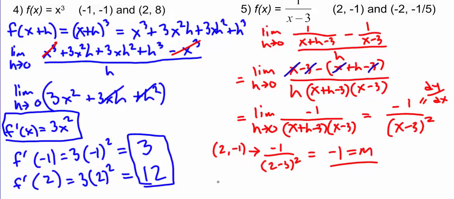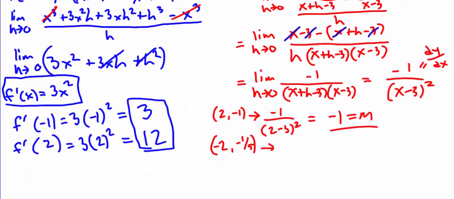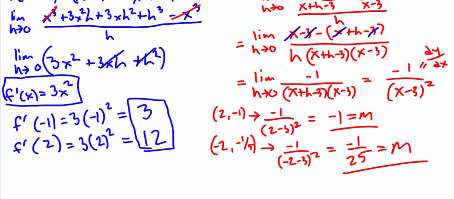We also need to check at -2 and -1/5. You probably have noted that the y values aren't really that important to us on this kind of problem. We're much more interested in x. So we'll have negative 1 over, let's see, negative 2 minus 3 quantity squared. That's negative 1 over, well, negative 5 squared would be negative 1/25. That's the slope at the point negative 2 and negative 1/5.